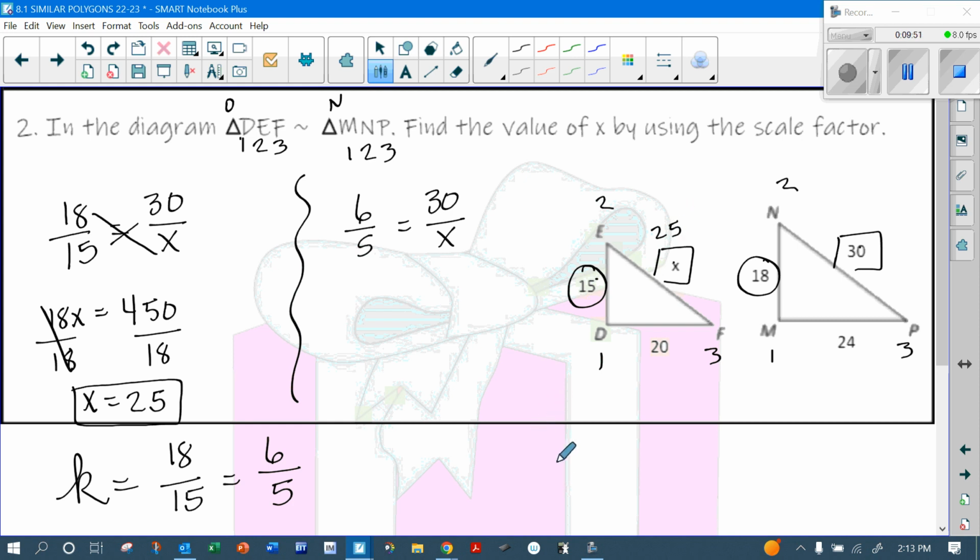So that is how we would go about doing it that way. This way, if you did it, you would get 6X equals 150, and then you would divide by 6, and lo and behold, you would get 25 again. So you can reduce to your scale factor first, or you can just set up your proportion with your sides and do it that way. Either way is okay, doesn't matter.